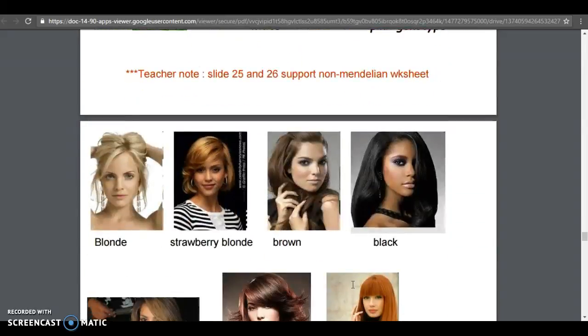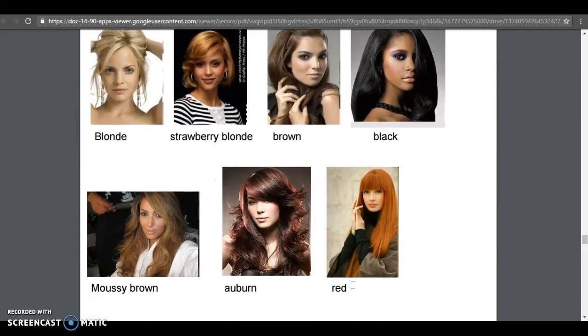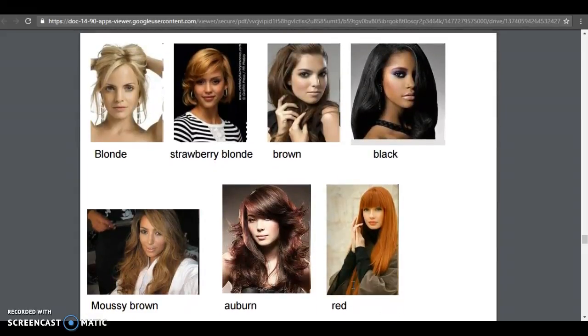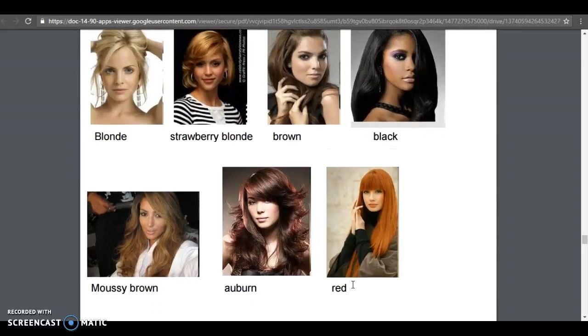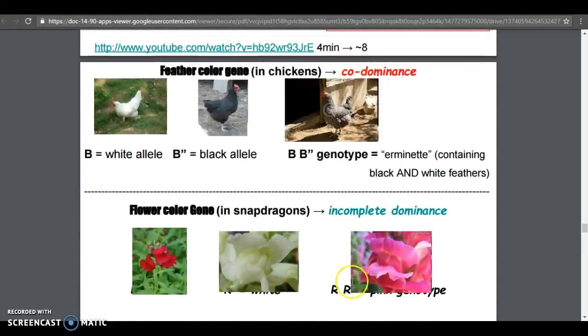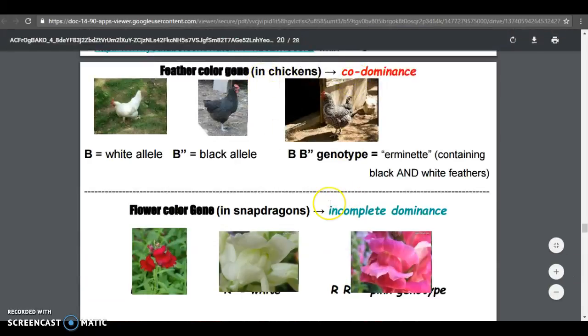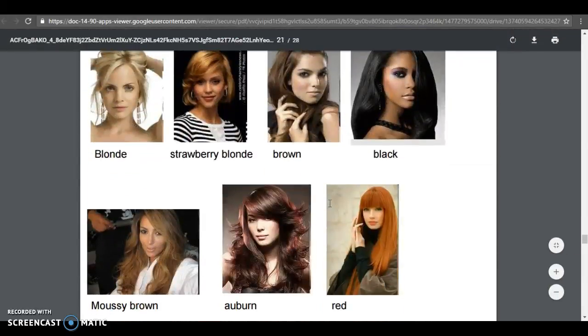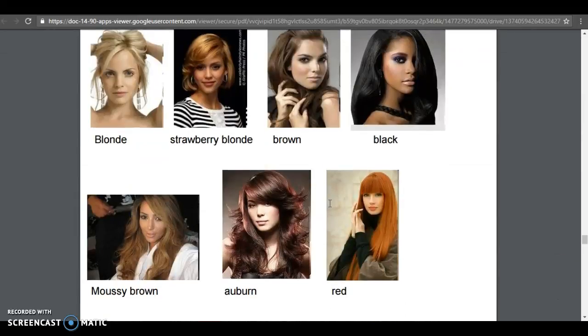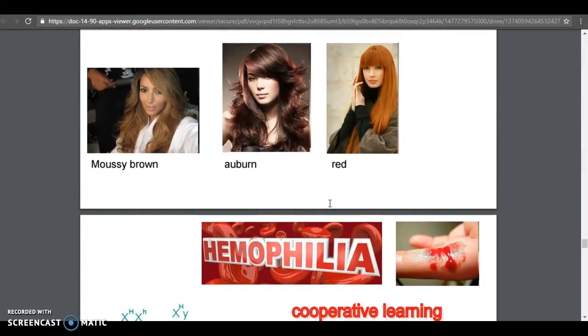And then the same for this next slide. It's a combination of different hair colors, and you need that for the worksheet. So these first two slides, slide 20 and then this next one, slide 21, just help with the worksheet. So it shouldn't be too much more information than that.